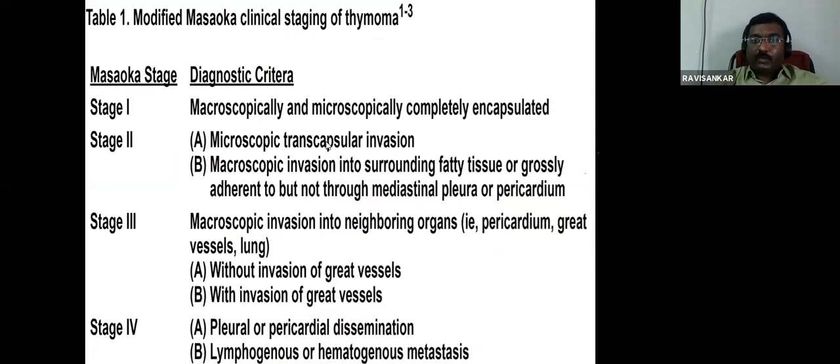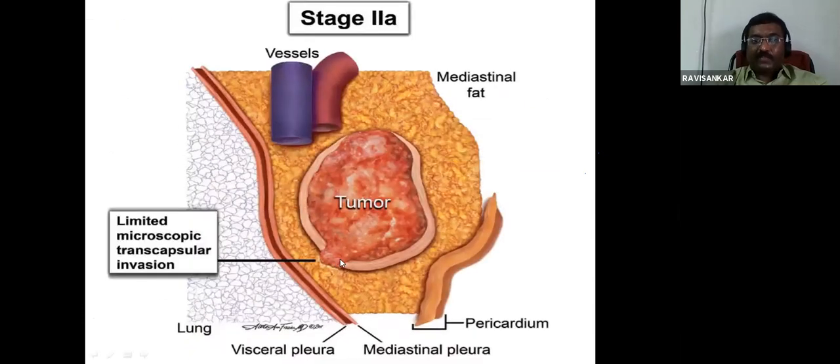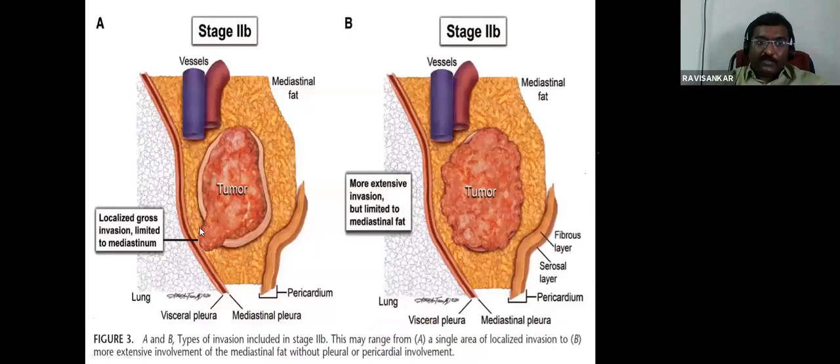Stage 2 is microscopic transcapsular invasion, which is called stage 2A. When they have macroscopic invasion into the surrounding fatty tissue or mediastinal fat, but not adherent to the pleura or pericardium, it is called stage 2B.